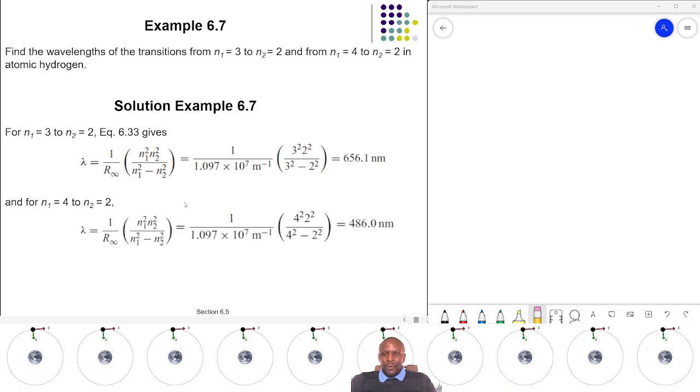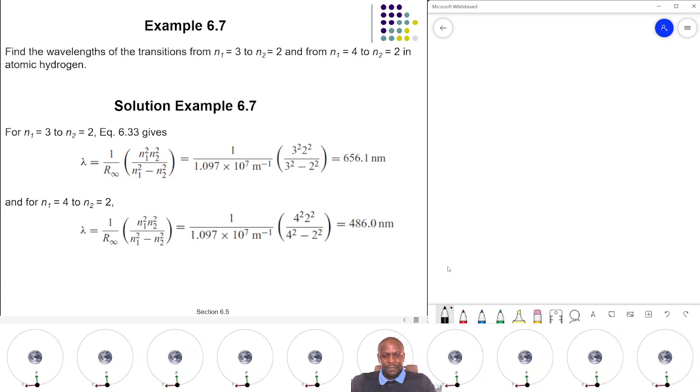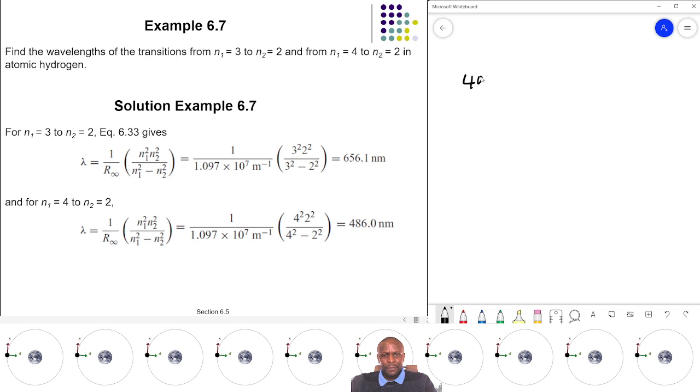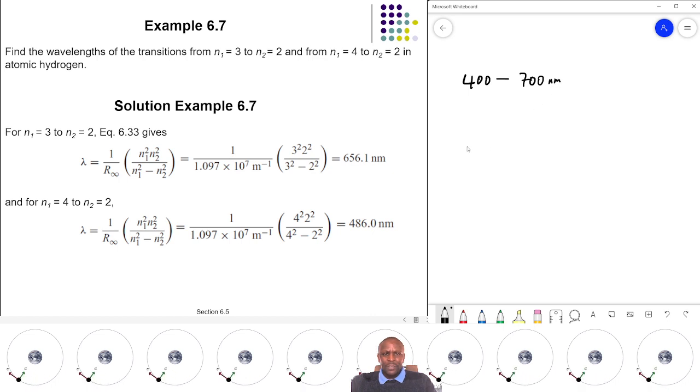Right, now for the other part of the equation, this is what you are going to have if you plug in the values, and this is in the blue region of the visible region of the electromagnetic spectrum. Yes, because roughly the visible region starts from 400 to, say 700, for argument's sake, nanometers. So now this is for the visible region of the electromagnetic spectrum.